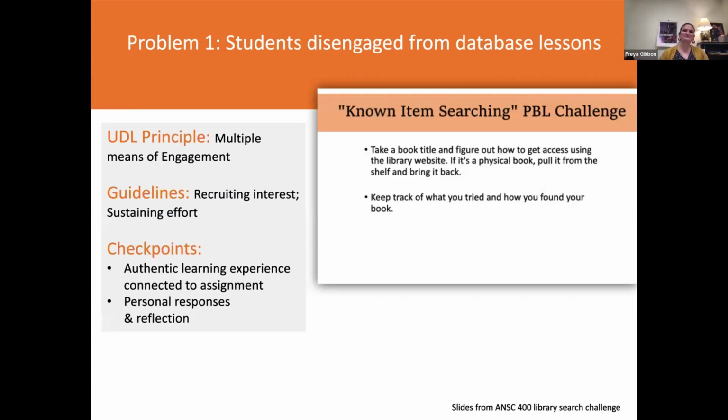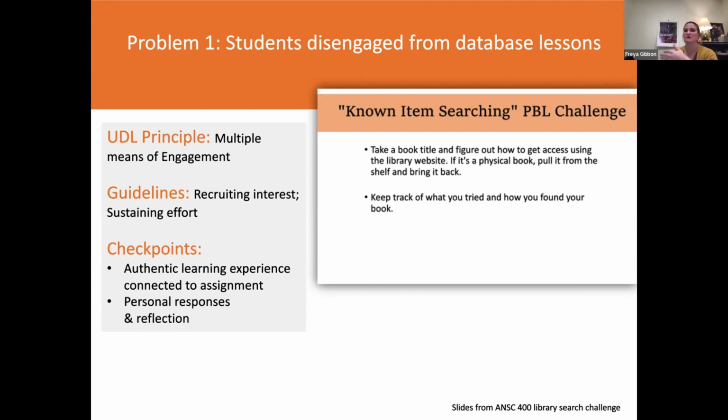So same problem. Students are still disengaged from database lessons. And here I'm thinking through the same principle of engagement, that there should be multiple means of engagement, or multiple ways for students to engage with the content. And in this case, the UDL framework checkpoints that I used to help me think through ways I could reframe this lesson were having that authentic learning experience that can help motivate students if it is connected to their goals.